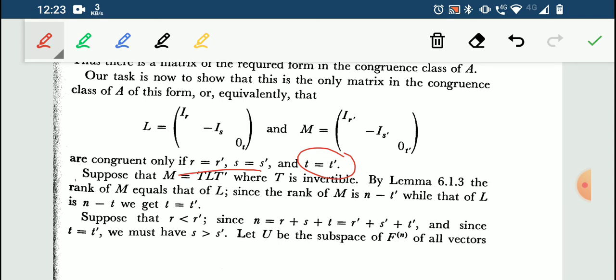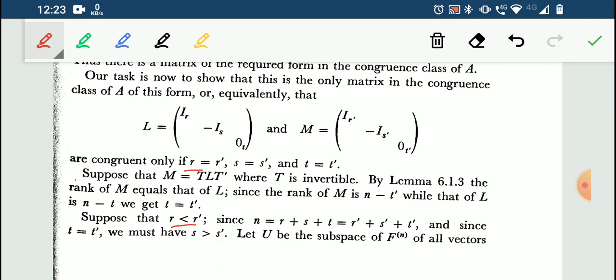We have to do two more things. So suppose it is not equal, then what? Either it should be less than or greater than. So without loss of generality, we'll take R is less than R dash. So that's what we'll take, R is less than R dash.